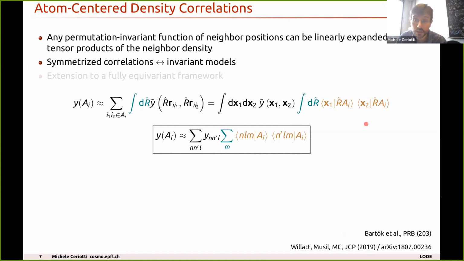And now, the advantage of picking a good basis is that if we expand these densities in a basis of spherical harmonics, we can exploit the properties of SO(3) to perform this integral analytically, and then we can express this prediction, this linear regression exercise, in terms of the explicitly computed symmetric components of the density correlations, which are basically a contraction over the m angular momentum number of the products of the expansion of these two densities.